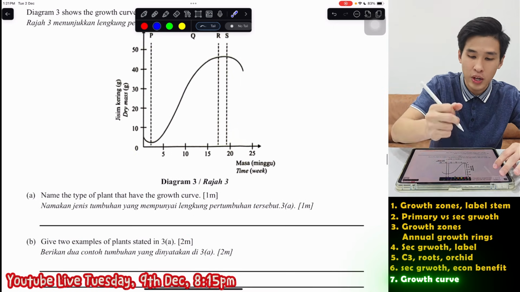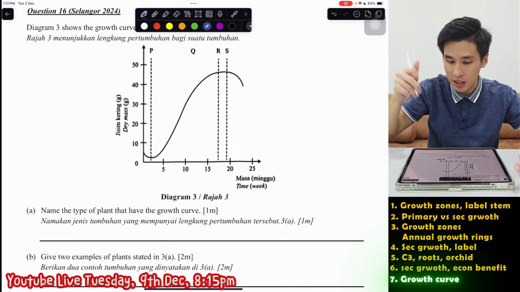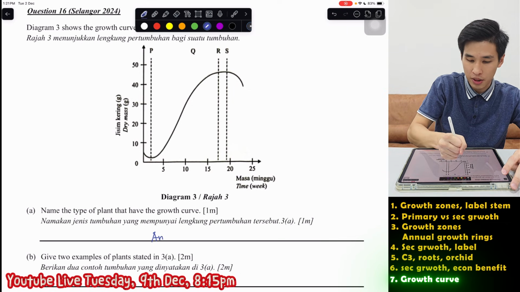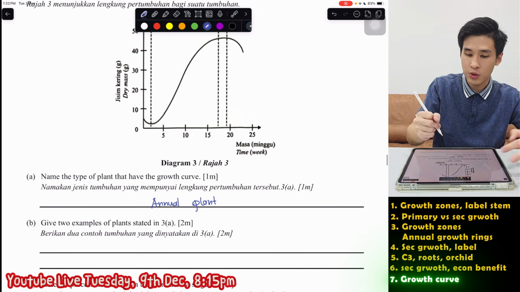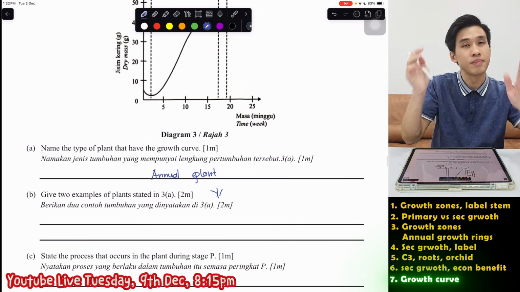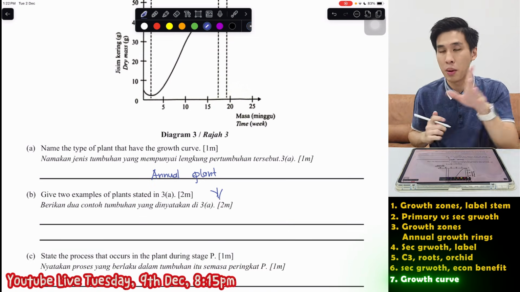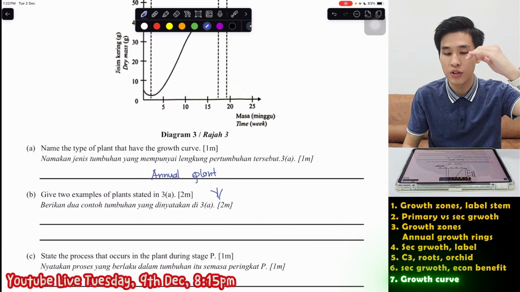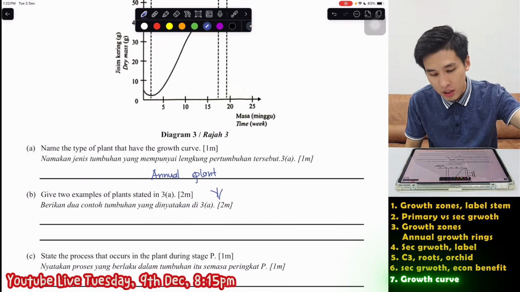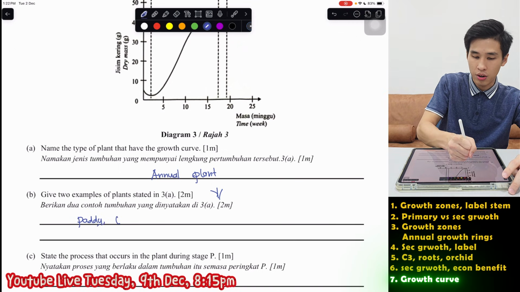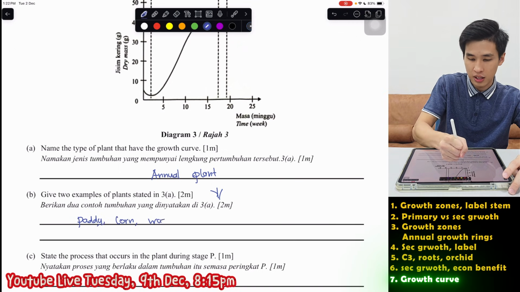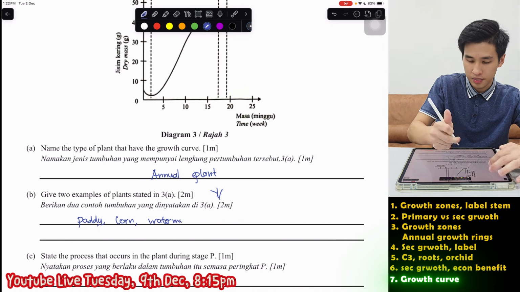Okay, so by the way, this one you can see only one sigmoid curve. So the type of plant is definitely annual plant. Two examples of annual plants. So annual plants, they always look like this one. Since annual and biennial plants, remember, don't undergo secondary growth, they are usually very small. They don't grow very big. They are very thin. So what kind of plants look like that? Paddy, corn, watermelon. Yeah, these are the common ones.